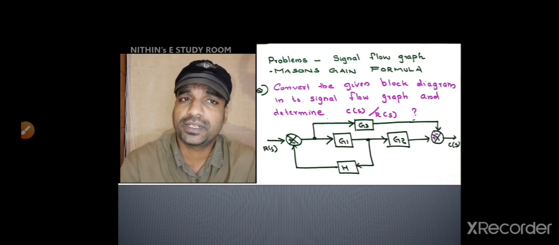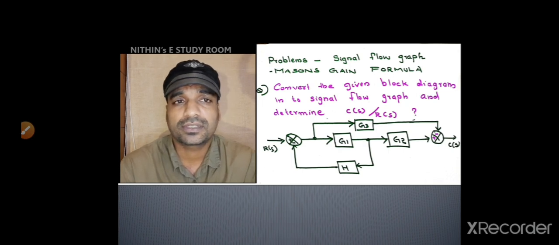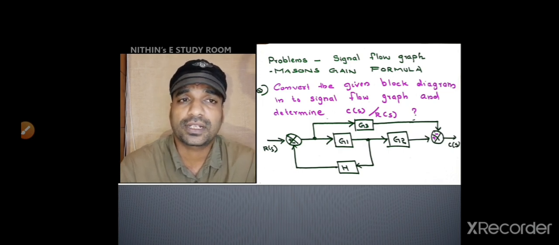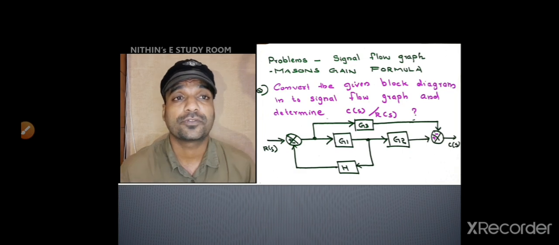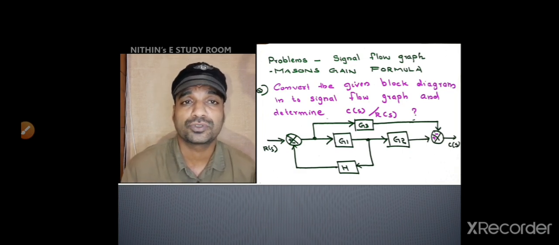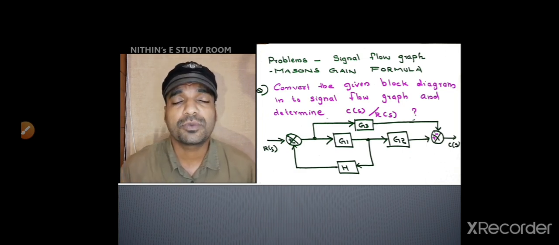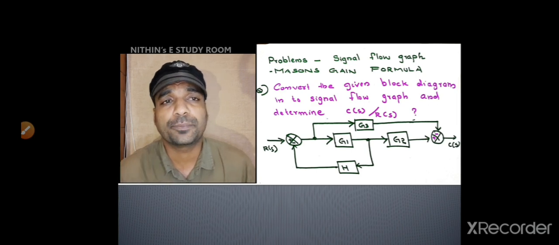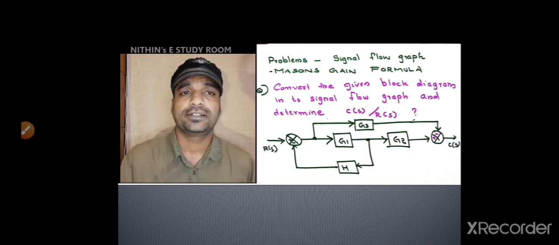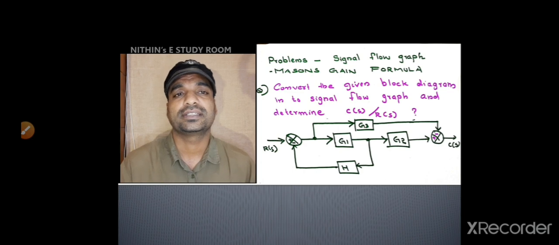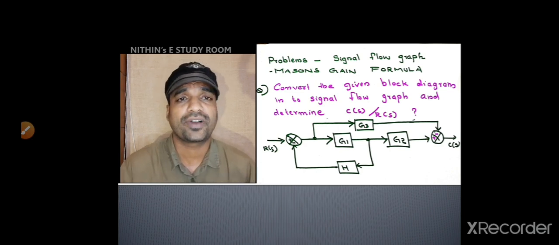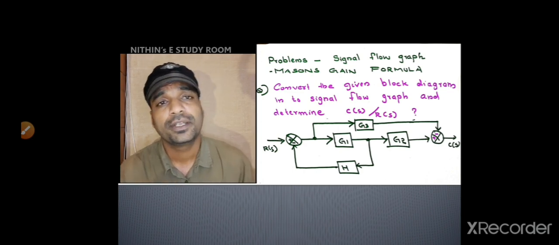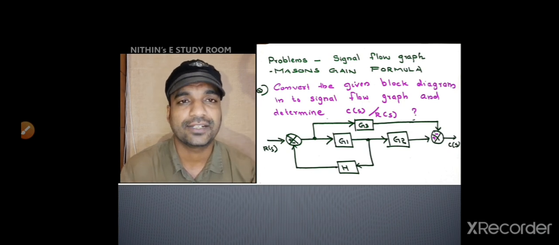What is C of S by R of S? C of S is the Laplace transform of the output, and R of S is the Laplace transform of the input. So, Laplace transform of output by Laplace transform of input is nothing but the transfer function. So, you are asked to find the transfer function of a block diagram using Mason's gain formula.